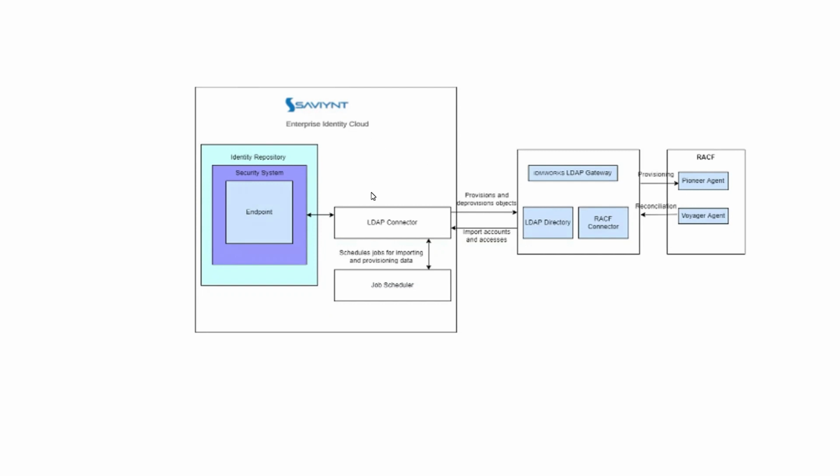In the Saviynt, we need to set up an LDAP connector, which uses the standard LDAP protocol to communicate to IdentityForge LDAP gateway, which in turn communicates to RACF through Voyager or the Pioneer agents. Voyager agent is mainly used for reconciliation, and the Pioneer agent is mainly used for provisioning.